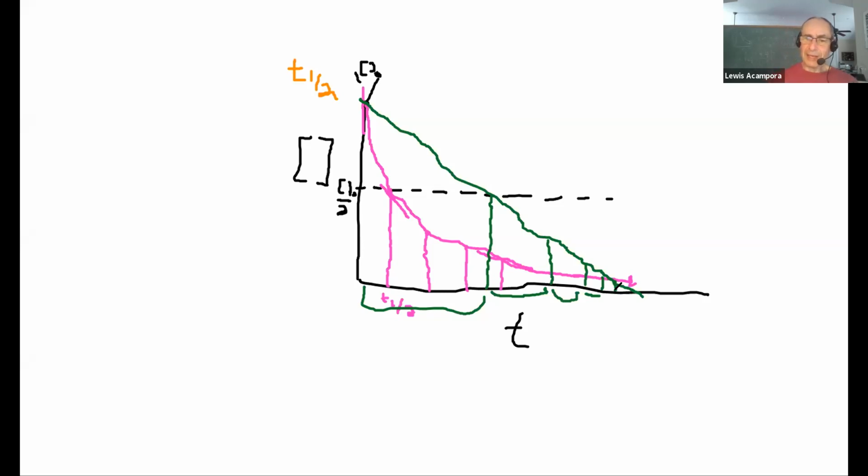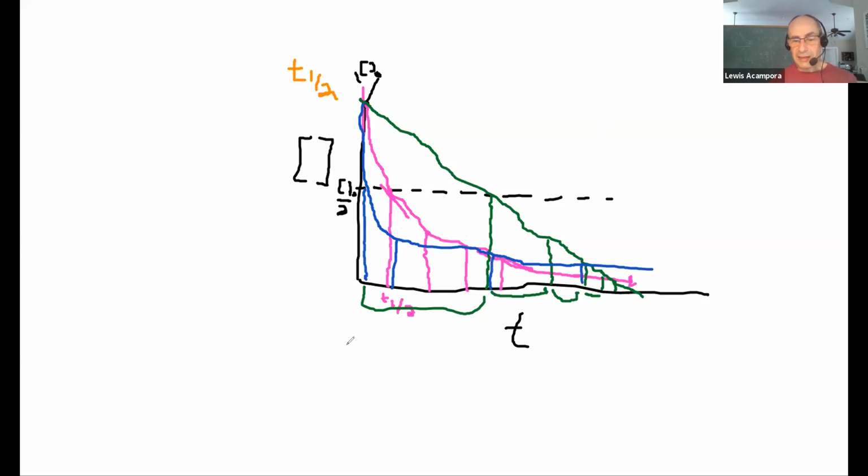And then the other case that we might be concerned about is a second-order reaction. For a second-order reaction, it turns out that the graph drops much more steeply at first and levels off quickly. And you might guess that for a second-order reaction, the half-lives get longer and longer.